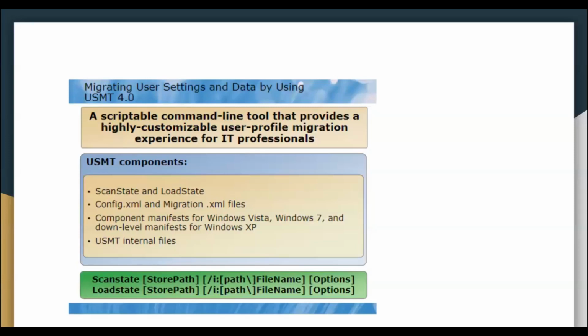Unlike Windows Easy Transfer, where you select the particular items you want to migrate when you are running the application, with USMT you configure a set of migration rules prior to the migration that specify what data to export from the source computer.